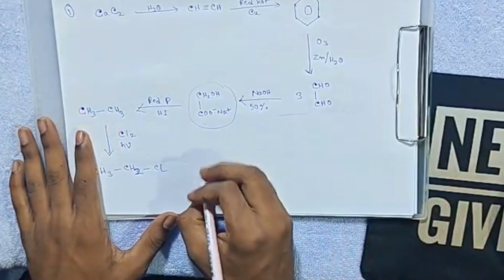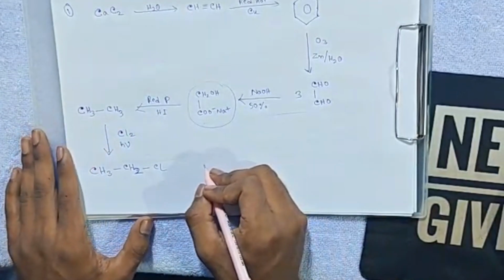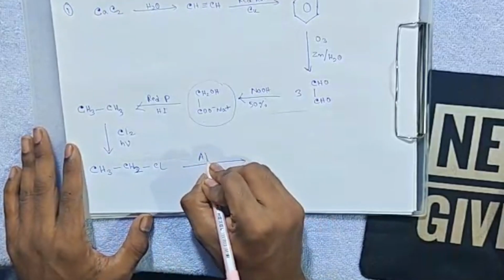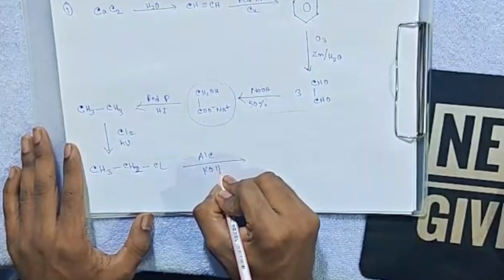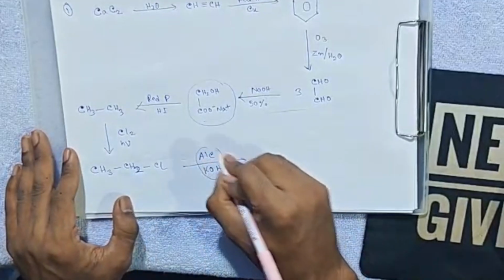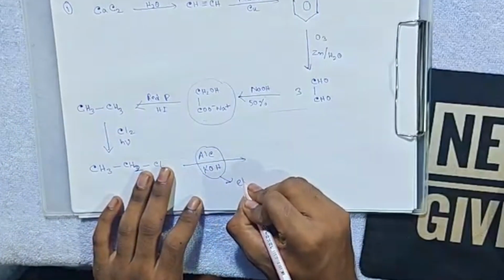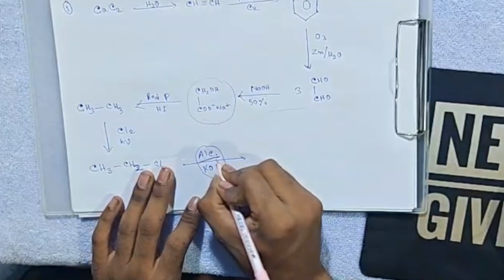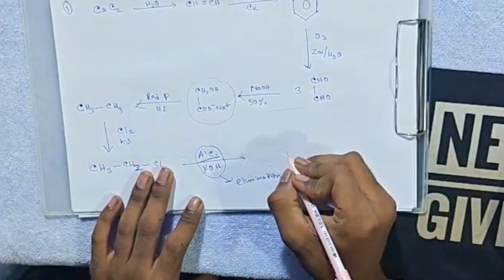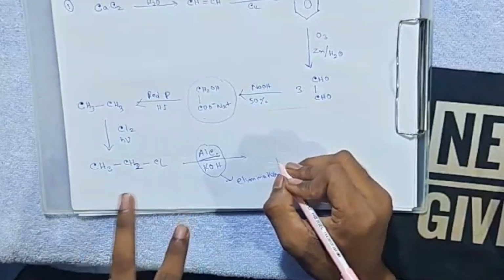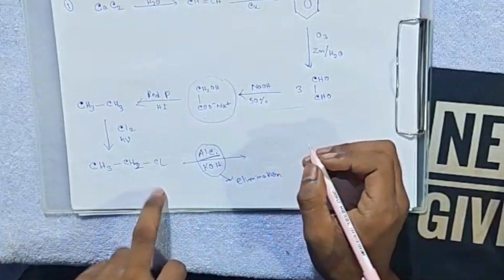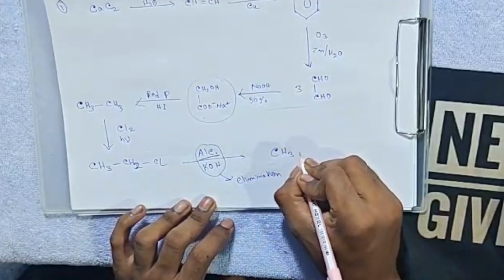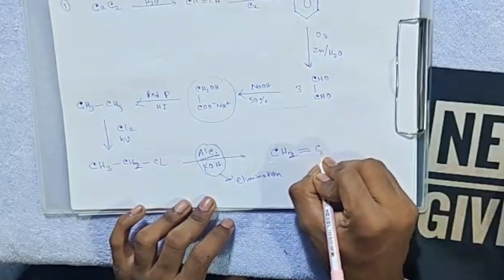Now if in this product CH3 CH2 CH2Cl, you give alcoholic KOH, what will form? Remember this word: alcoholic KOH always does elimination. Elimination means the Cl will be removed, and if Cl is removed, it will take one hydrogen, so it will form CH3 CH double bond CH2.